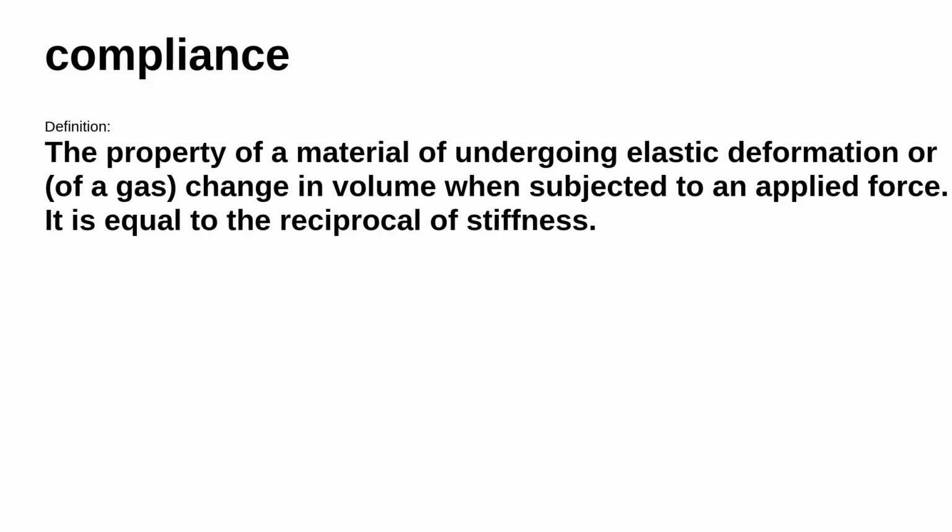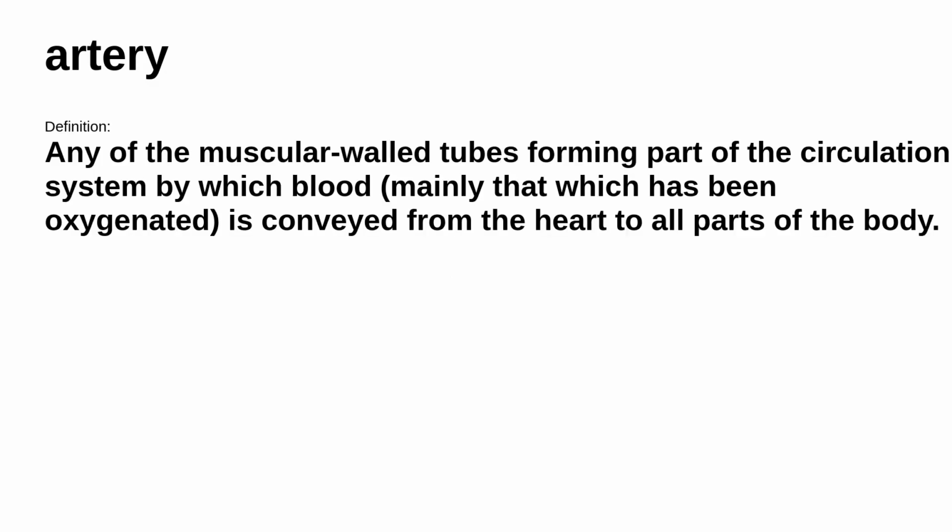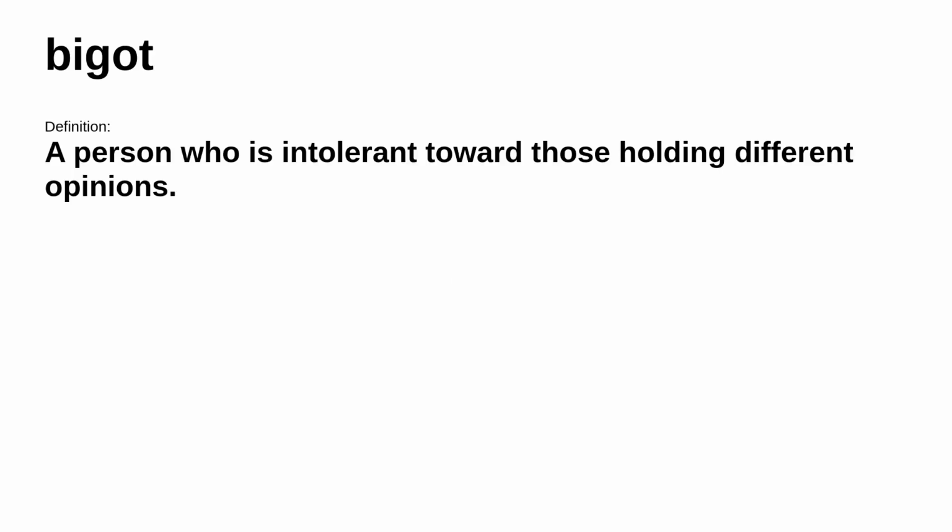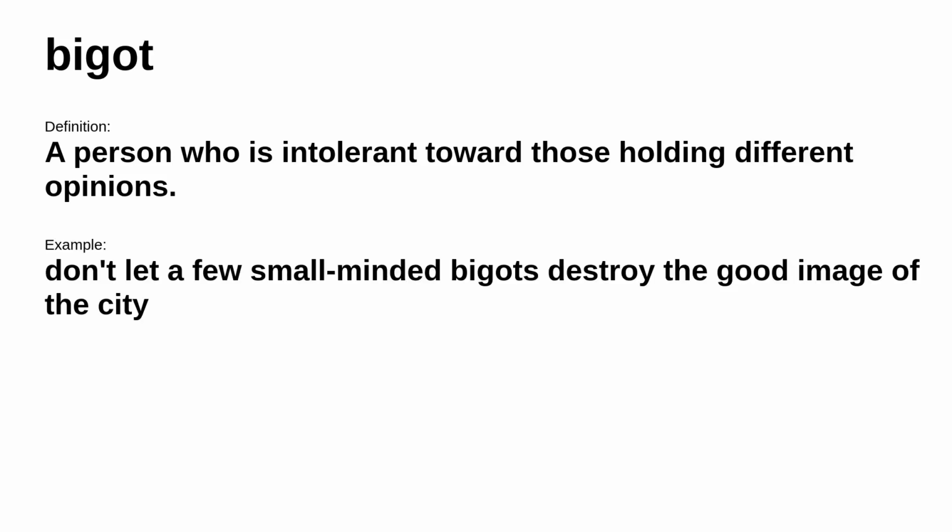Moving on. The next word is artery. It's defined as any of the muscular walled tubes forming part of the circulation system, by which blood, mainly that which has been oxygenated, is conveyed from the heart to all parts of the body. Moving on. Next up. Bigot. It means a person who is intolerant toward those holding different opinions. For example, don't let a few small-minded bigots destroy the good image of the city.